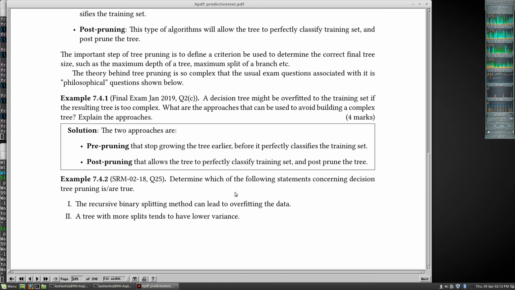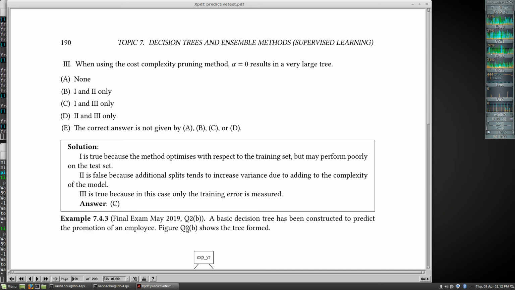So let's determine which of the following statements concerning decision tree pruning is true. Recursive binary splitting method can lead to overfitting. Yes, of course. A tree with more splits tends to have lower variance. Maybe not, right? According to the solution here.